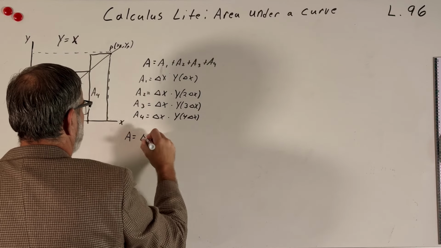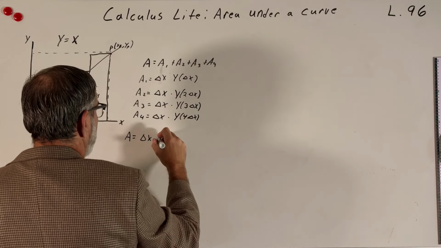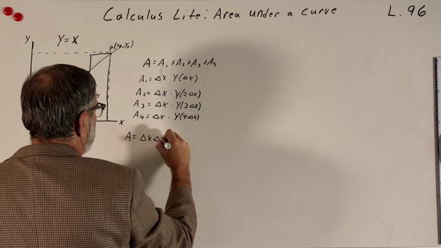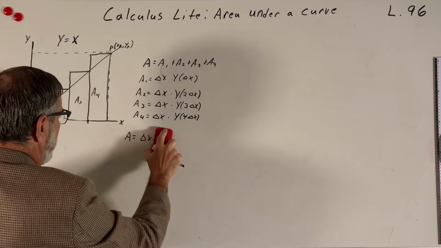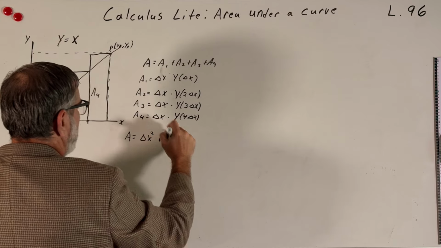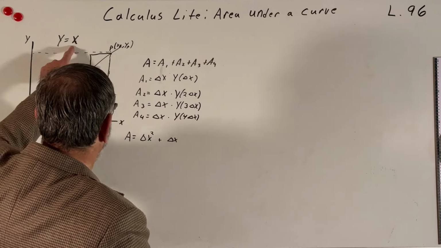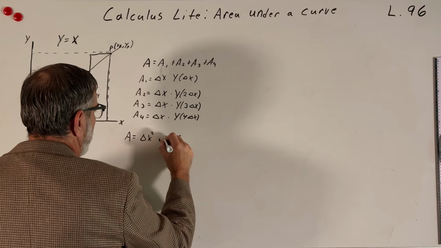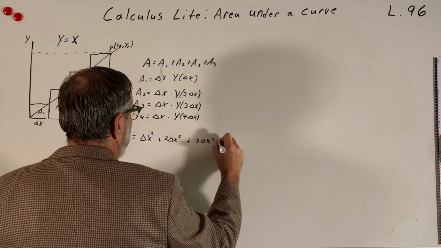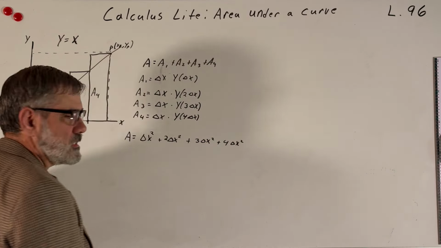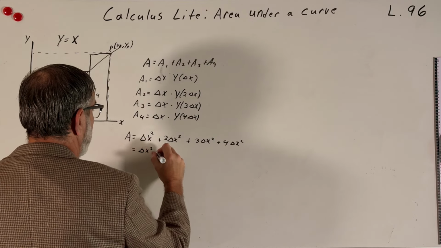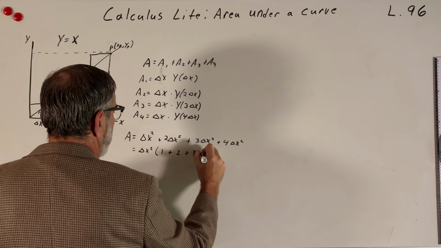A is equal to A1, which is delta x, times y of delta x. Plug in y equals delta x here, I get delta x, right? So I'll write that as delta x squared plus delta x times y of 2 delta x, right? When I plug that in, I'll get another delta x squared, but I'll get a 2 here, yes? Plus, the next one will be 3 delta x squared plus 4 delta x squared. Everyone see that? Yes. Now, let me factor out the delta x squared. That's delta x squared times 1 plus 2 plus 3 plus 4.